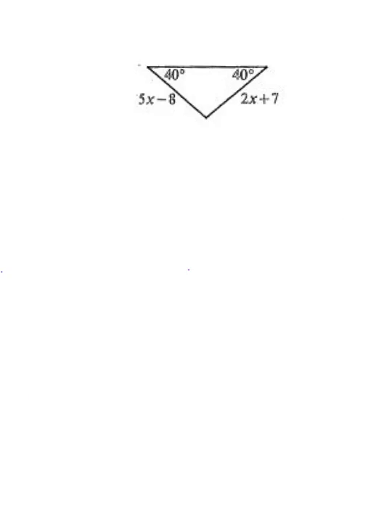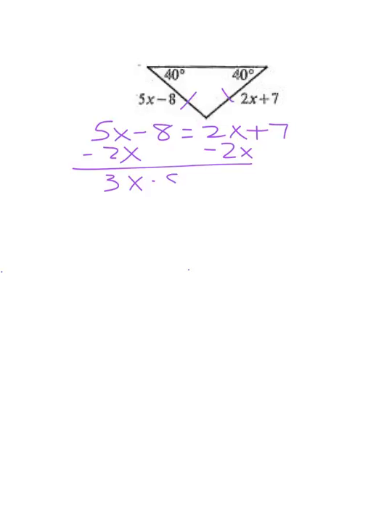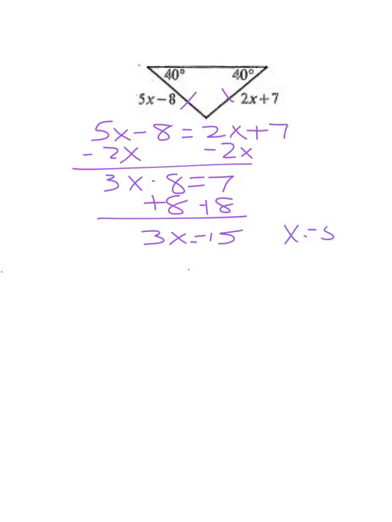In this next triangle, I have two angles that are equal to 40 degrees. So that makes the sides opposite those angles also congruent by the converse of the isosceles triangle theorem. So that means 5x minus 8 is equal to 2x plus 7. If I want to solve for x, I have 3x minus 8 is equal to 7. Add 8 to both sides, and I have 3x is equal to 15. So x is equal to 5.